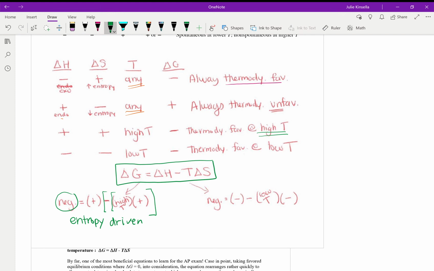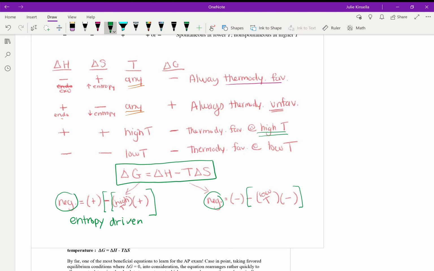Now, if they're both negative, so we have an exothermic reaction, but we have a decrease in entropy, so kind of, again, one or the other, this is only going to be thermodynamically favorable at low temperatures. And again, it has to do with this expression here. You have a negative delta S, so we need to keep our temperature low, because we know negative times a negative would be a positive, we need to keep that value low enough in order to keep our delta G negative. And that's why, again, you're going to see up here, both of them are negative. It will only be thermodynamically favorable at a low temperature.